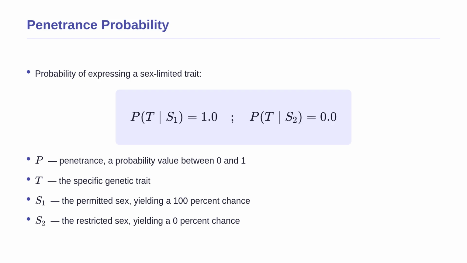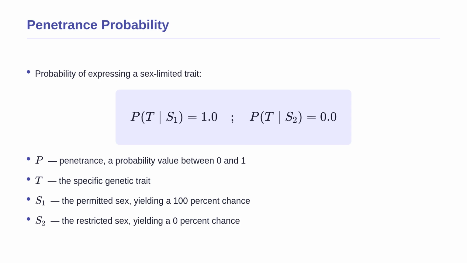This concept of hidden genes leads us to a formal mathematical expression of sex-limited traits. The formula defines the probability of a trait being expressed. Here, P stands for penetrance, which is simply a probability value ranging from 0 to 1. The variable T represents the genetic trait in question, such as milk production. S1 represents the permitted sex, like a female cow.